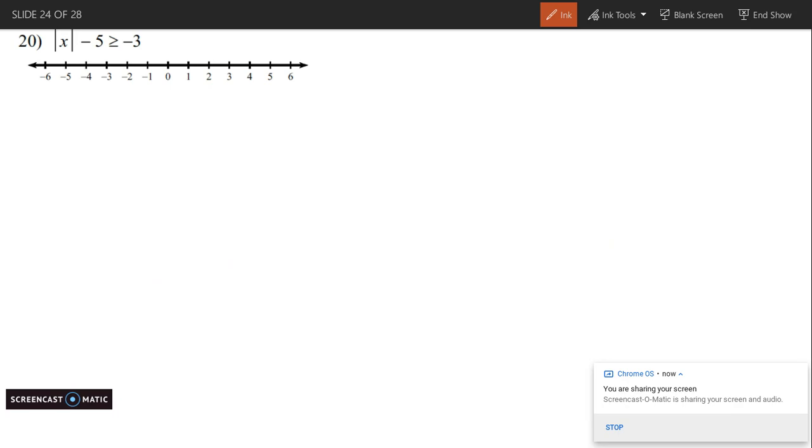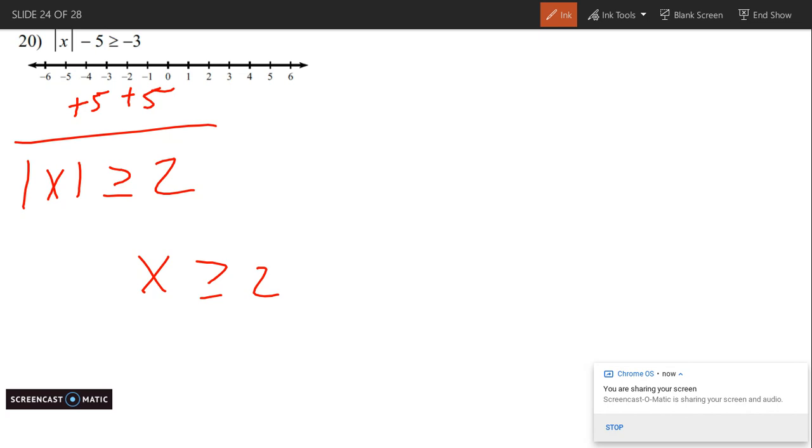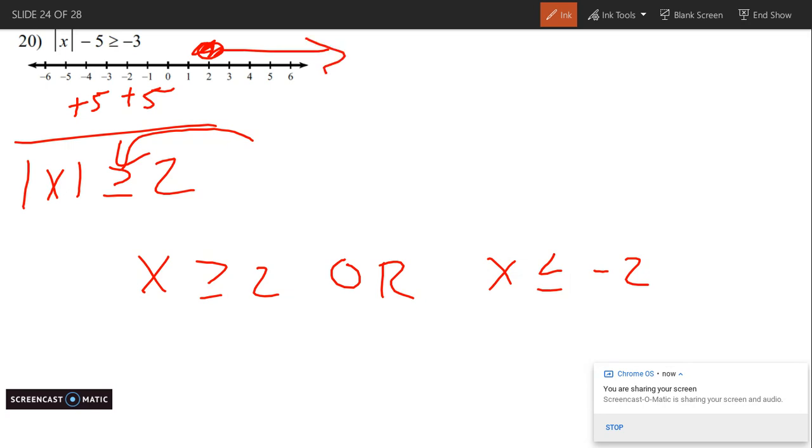Next one here, we're going to undo subtraction with addition. So we're going to add 5 to both sides of the inequality. That gives us absolute value of x, 5 minus 5 is 0, greater than or equal to 2. So that gives us x is greater than or equal to 2. X is less than or equal to negative 2. At this point, it was greater than, and so we're going to use or. We want to be bigger than or equal to 2, shade it in, go to the right. Less than or equal to negative 2, shade it in, go to the left.